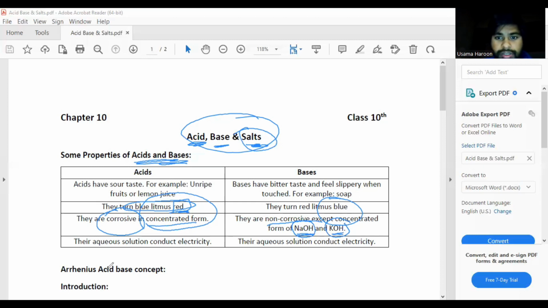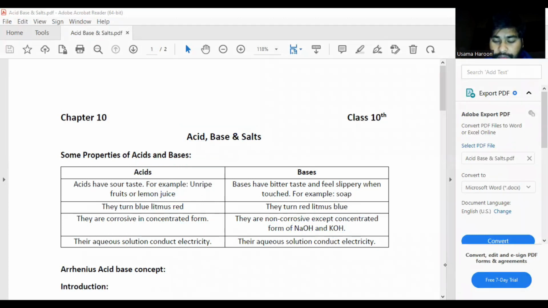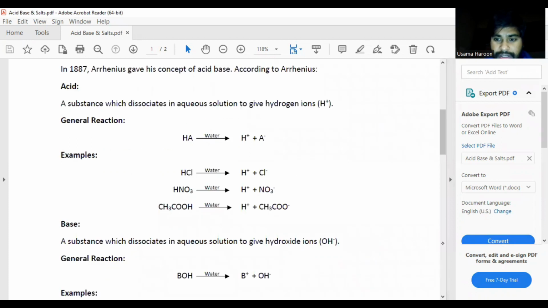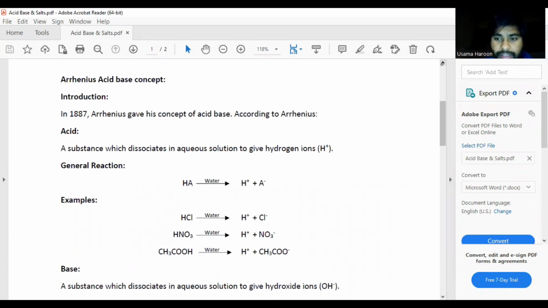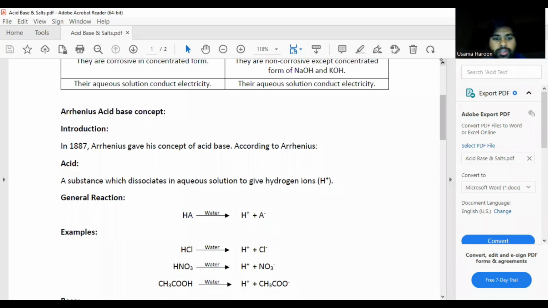Let's move on towards the next topic, that is the first theory relating to the concept of acids and bases. The first one is the Arrhenius acid-base theory. This was the first scientist who gave the basic framework for identifying what is an acid and what is a base. In 1887, a scientist named Arrhenius gave his concept. According to Arrhenius, a substance which upon dissociation gives a hydrogen ion is an acid.